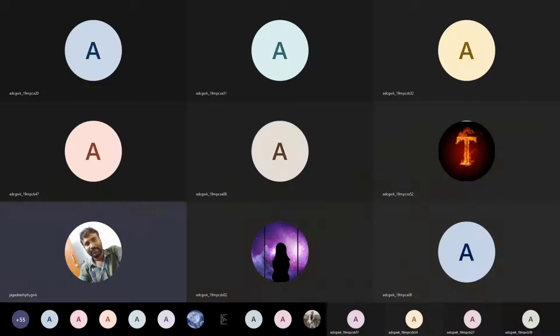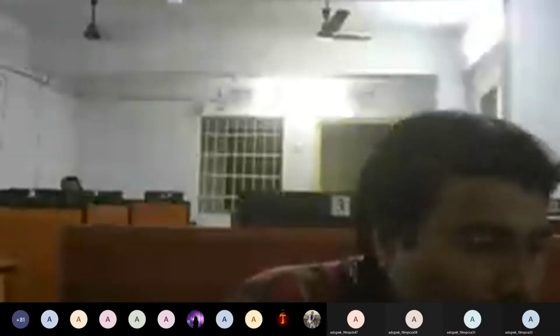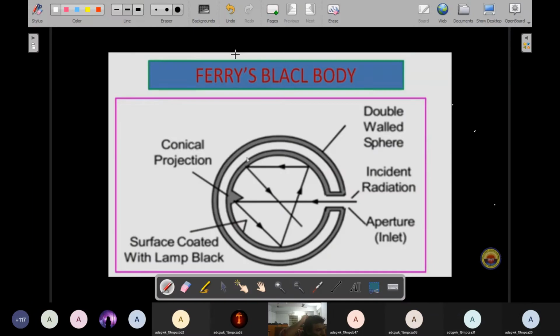In the previous class I explained the concepts. What is the quantum theory of radiation? I introduced some quantum theory of radiation concepts. After that, I introduced the black body radiation concept. So in this class I explained different types of black bodies.